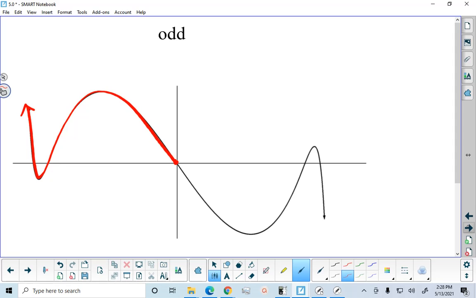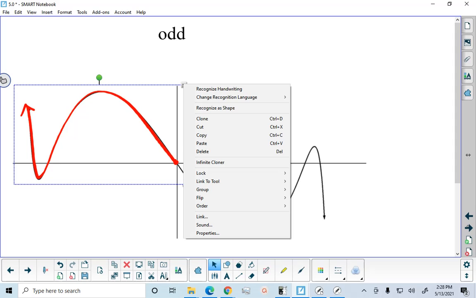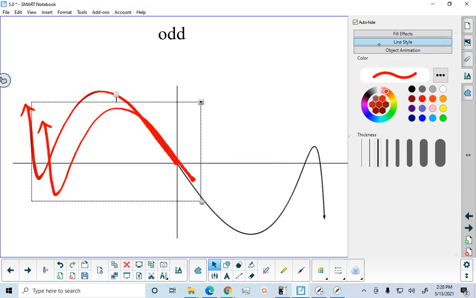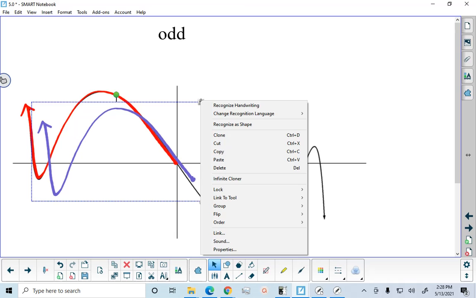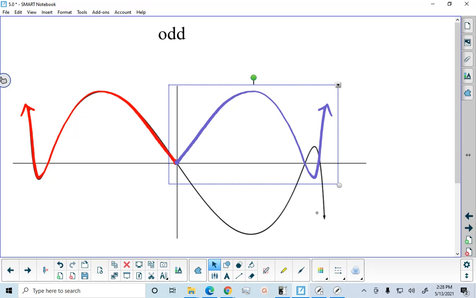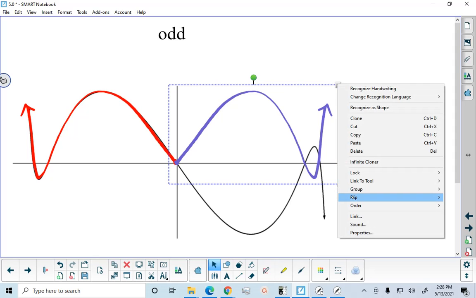If I reflect it across the y-axis, I will not get the part that's to the right of it. But there's two ways to demonstrate how to get the part to the right. If I take that part that's to the left and reflect it horizontally, and I'm just going to change the color of that, it ends up being here. But then if I reflect that vertically, it ends up being on the other part.